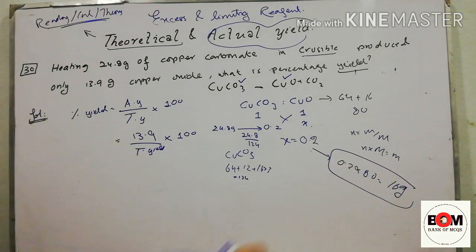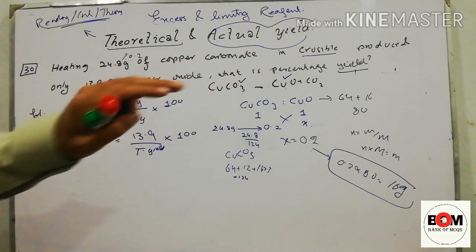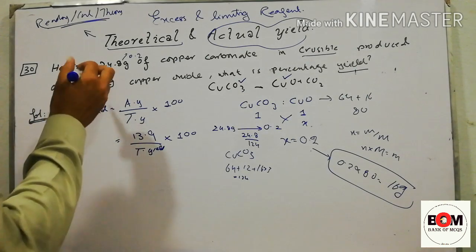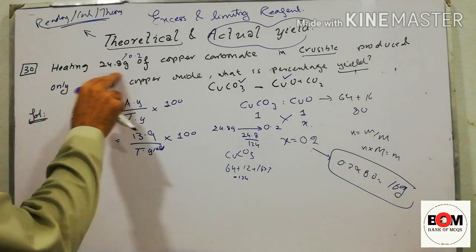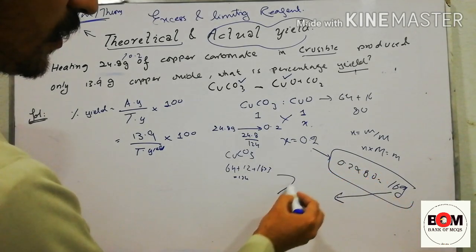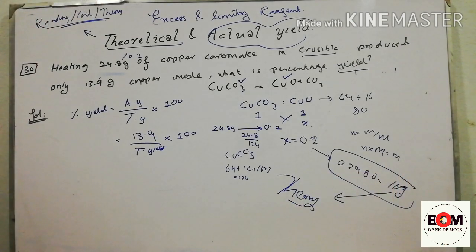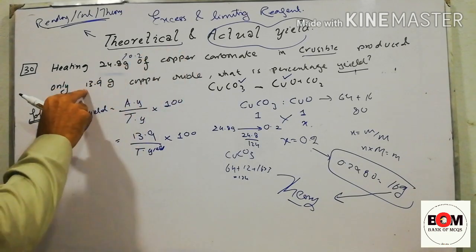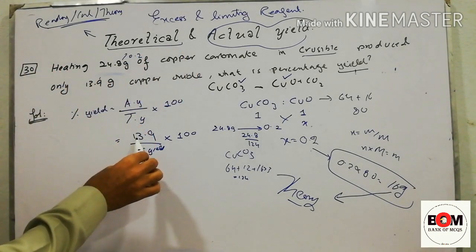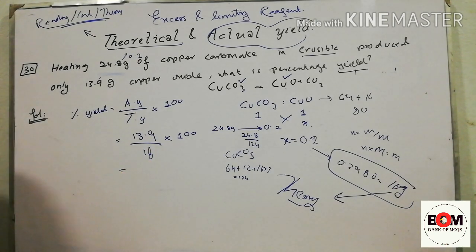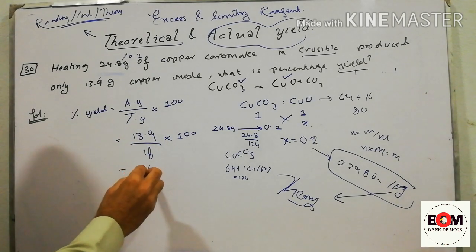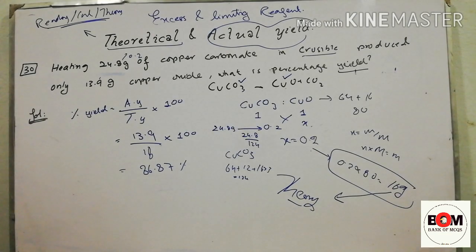So by theory, taking 24.8 gram, or 0.2 mole, of copper carbonate, we found 16 gram of copper oxide. This is the theoretical yield. But in the experiment, whoever was doing it got 13.9 gram. So 13.9 is the experimental yield, and our theoretical yield is 16 gram. So 13.9 divided by 16 multiplied by 100 gives 86.87. This was the percentage yield of the copper oxide, and this was the end of our chapter.